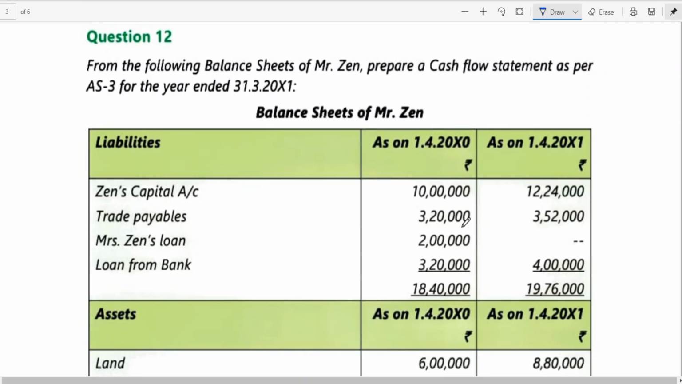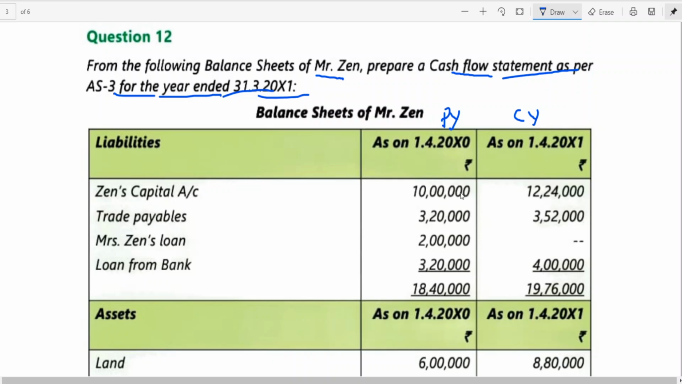Okay, the main activities. This is the problem where, from the following balance sheet of Mr. Jan, prepare a cash flow statement as per AS 3 for the year ended 31st March 2011. I chose this problem to explain a few things. Generally, in the last problems we have seen, this was the current year and this was the previous year. But here in this case, this is the previous year and this is the current year. Capital, opening balance, and you know how you get the closing balance?